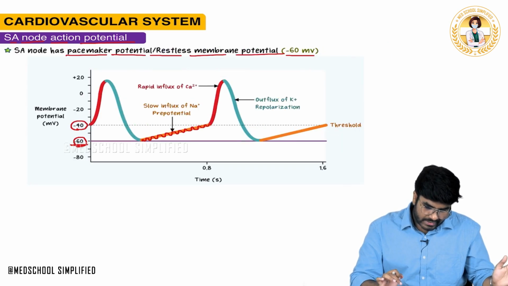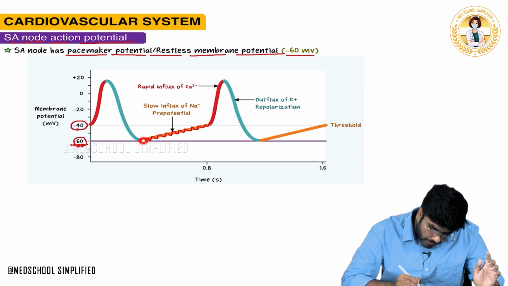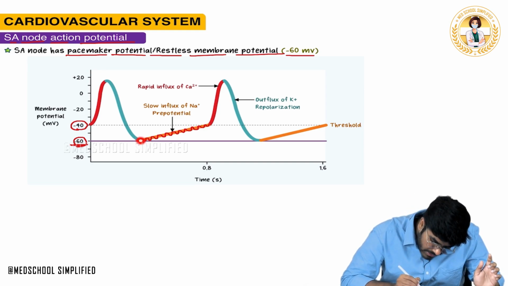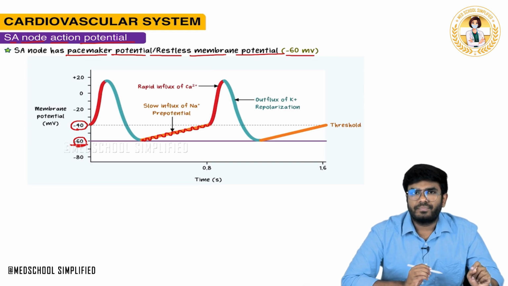Now let's see all these events in the graph. Guys, please concentrate. From minus 60, the membrane potential has to go to minus 40. So what is this stage called? What is this area which I am showing you? This is phase 4 of the action potential. This phase 4 is actually the restless membrane potential or pacemaker potential because of the influx of sodium through the IF channels or HCN channels or funny sodium channels or leaky sodium channels.